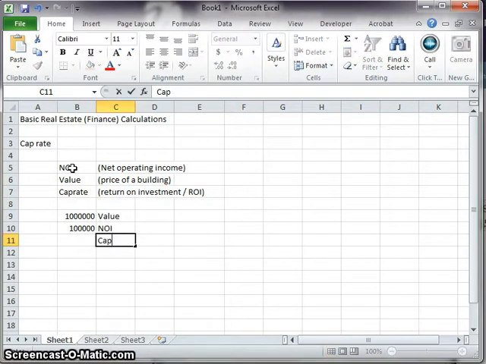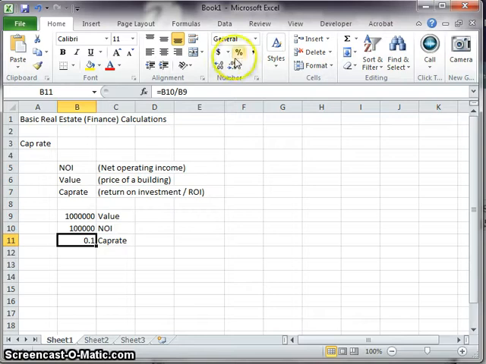Well, our cap rate is just simply our value divided by our NOI. Okay, so our cap rate is 10. I'm sorry, the other way around. It will be our NOI divided by our value. Our cap rate is 10%. So we'll go ahead and put that in a percent. And so it's a very, very simple, straightforward process.